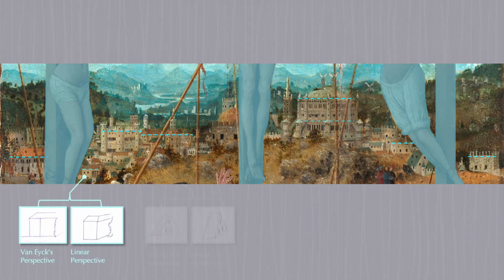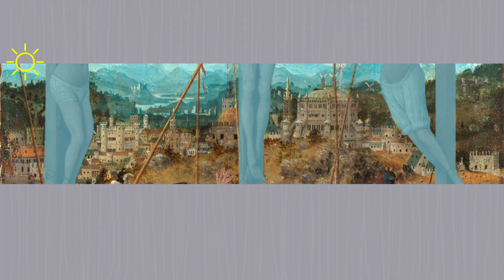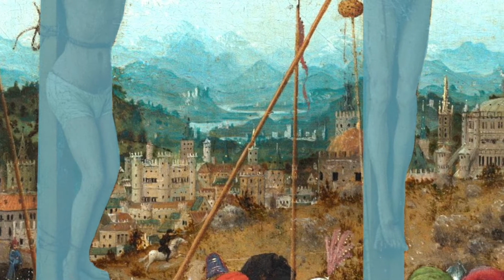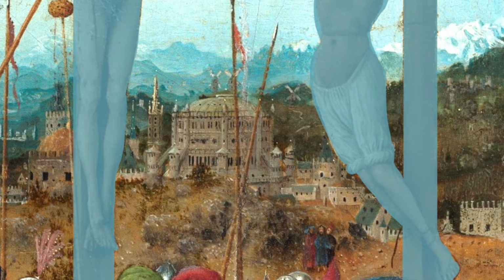Now, if we look at Van Eyck's building, we notice that the two sides are facing us and that the only thing that really suggests the third dimension is the shading. The light comes from the left and the right side is darker on some of the buildings. You may think that Van Eyck didn't use perspective because the buildings are so far away that it doesn't matter anyway, and that is a valid observation.